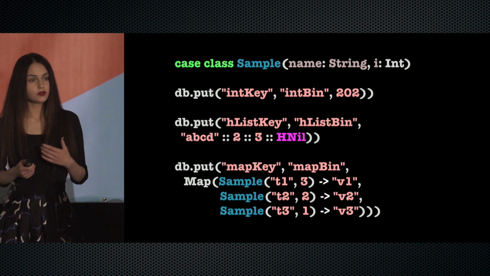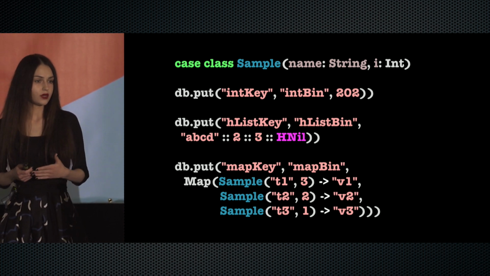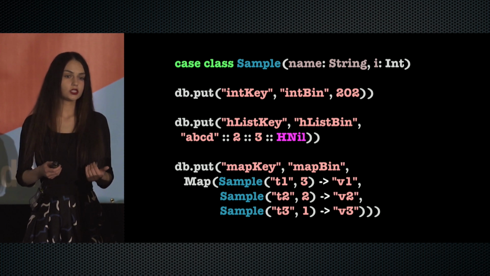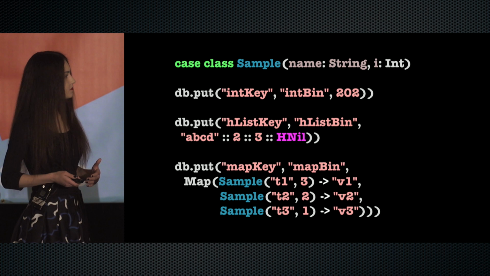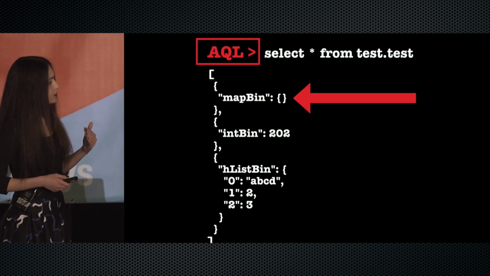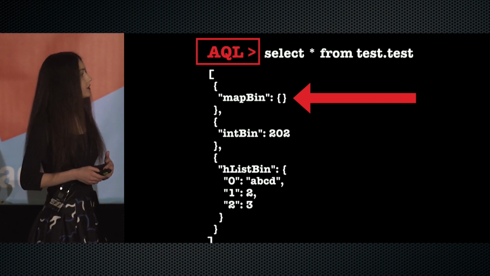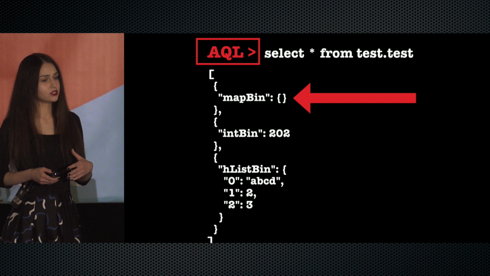Aerospike provides different tools. One of them is a console tool named AQL, which allows you to select information, which is very useful during the development and testing process. So let's take a look at the result. Int bin and an hlist are fine, but the map bin is empty. It's not actually empty. This tool has an issue.